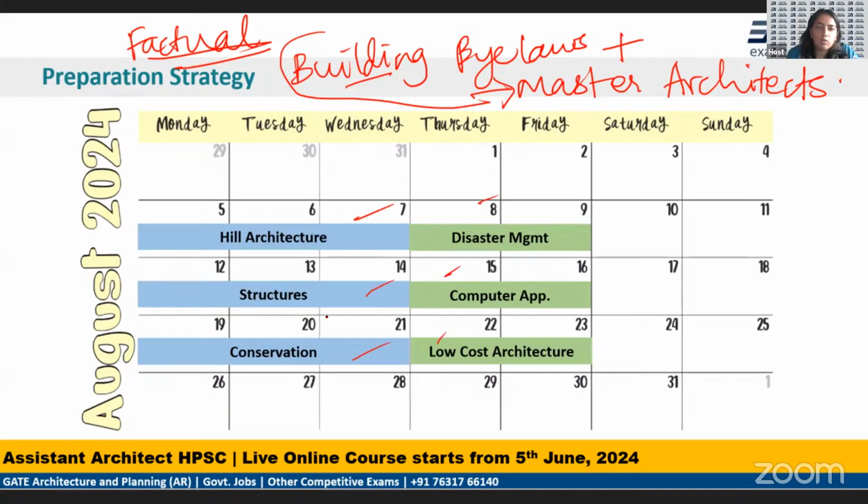Also, you might feel that, okay, 3 days or 2 days is too less, but you have to understand this, that it's not something that is new for you. You have studied this already in your 5 years of architecture. Now you have to brush up. But in what way? In the way that the exam demands, not as per how you want to, right? That is the key difference here.